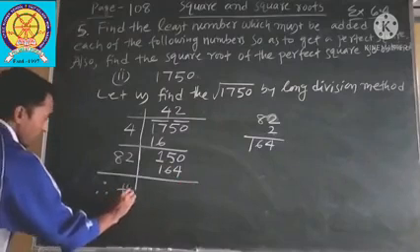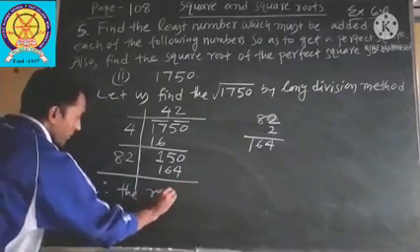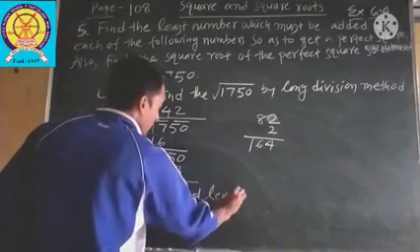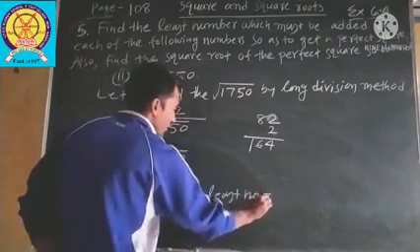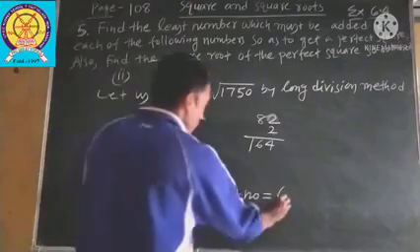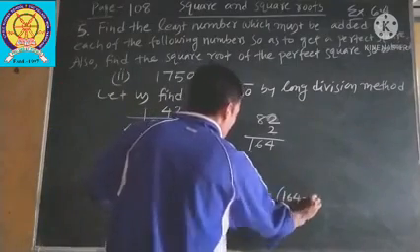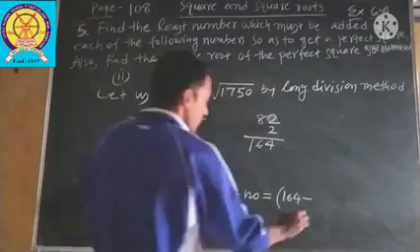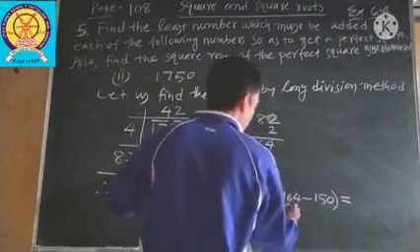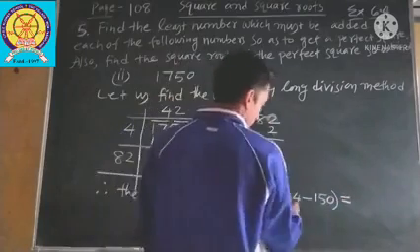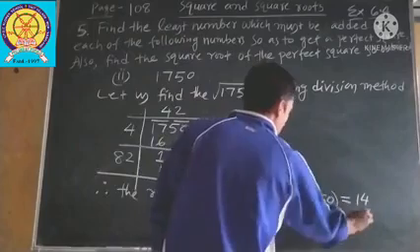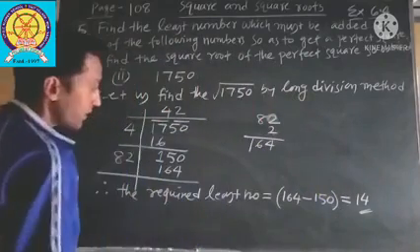Therefore, the required least number is, you see, this one is greater than that one. So you have to subtract 150 from 164 to get the least number. 164 minus 150 is 14. So this is the required least number.